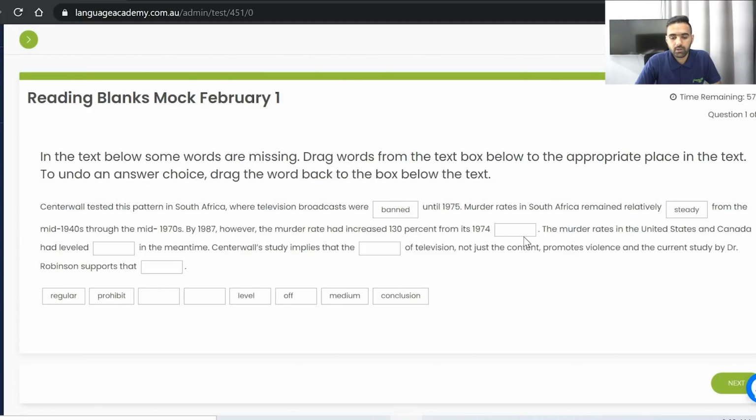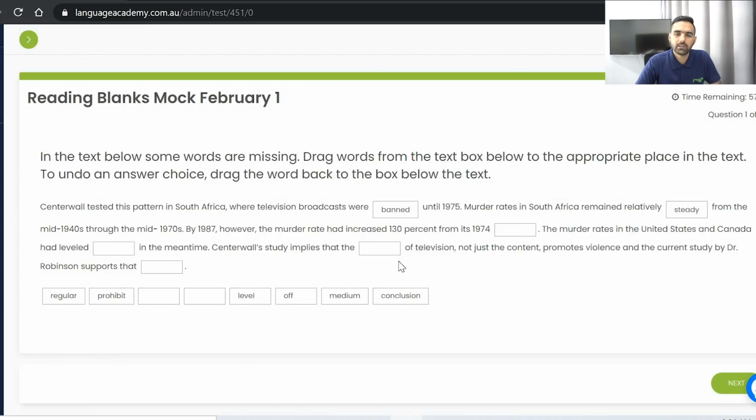I'm a bit confused. What is the third one? I won't solve it. Let's go on to the fourth one. The murder rates in the United States and Canada had leveled dash in the meantime. Center Wall's study implies that the dash of television.